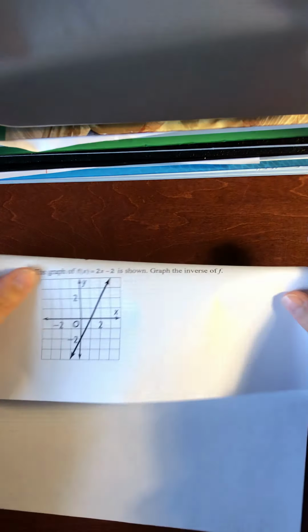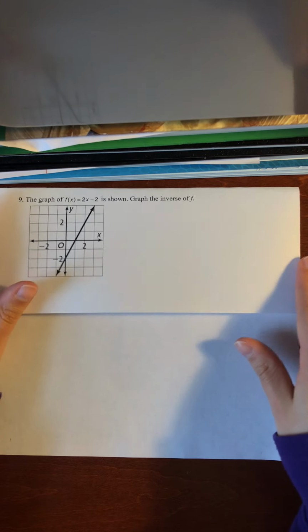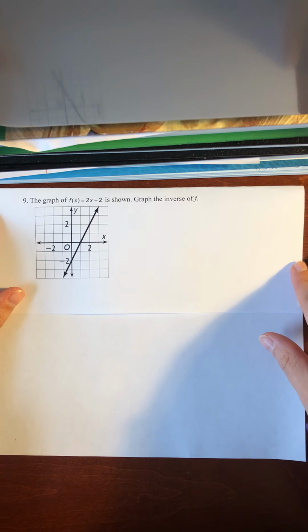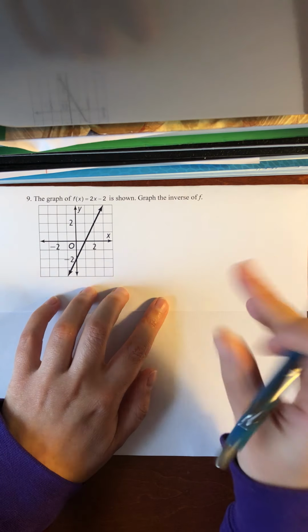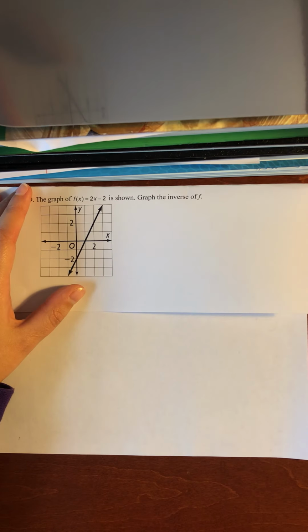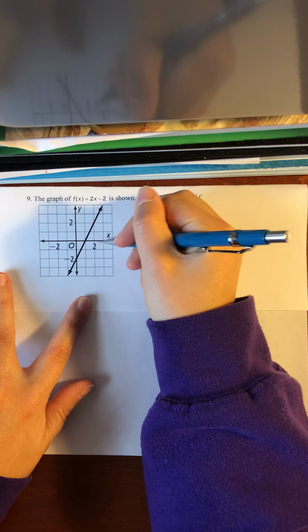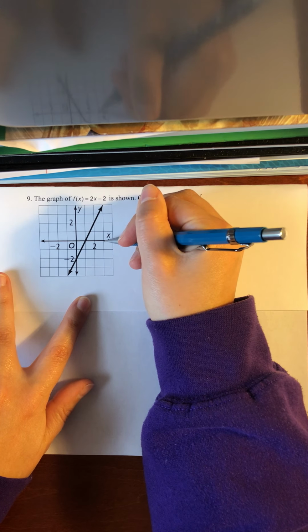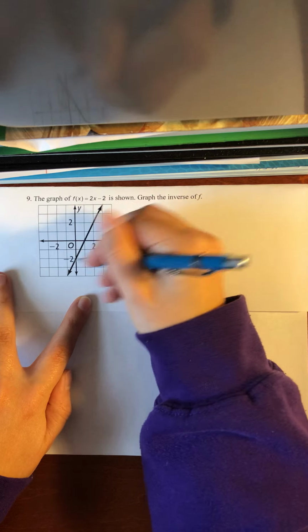Okay, number 9. The graph of f of x equals 2x minus 2 is shown. Graph the inverse of f. So for this, there's a couple different ways we could do this. One way you could do it is you could just look at all these points on here, like 2, 2, and like, let's see, 3, 4, and you could just flip all the coordinate points.